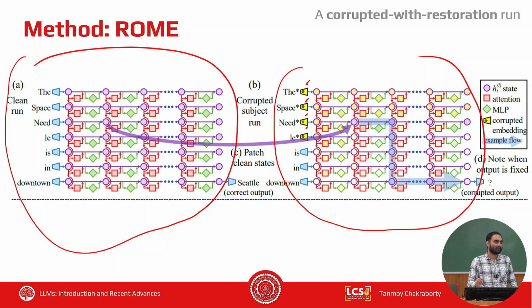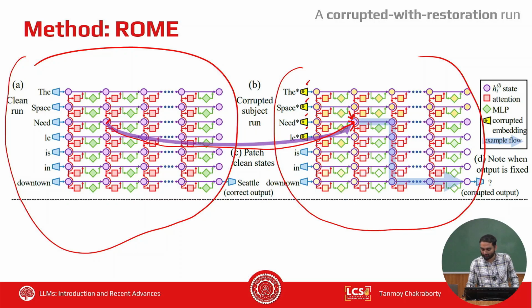Here what you do, you identify one hidden state in this entire network. Let's say the hidden state that you are interested in is this one, okay, and you replace the corrupted hidden state with the clean hidden state. You see this replacement here, okay? You replace one hidden state, the corrupted hidden state, with the clean hidden state, and the rest of the process follows as usual. So this is called corrupted with restoration run.